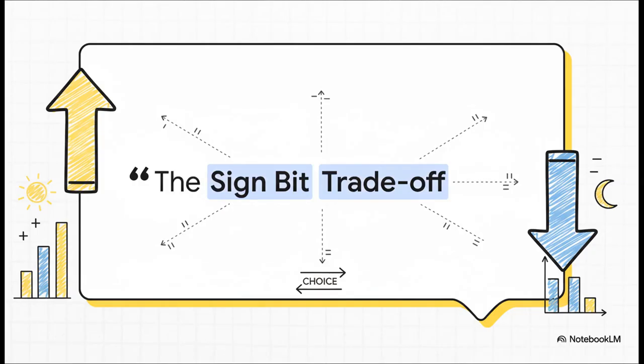Now pay close attention, because this right here, this is a golden point. Understanding this sign-bit trade-off is the single most critical concept for grasping why data type ranges are the way they are. You are always choosing.